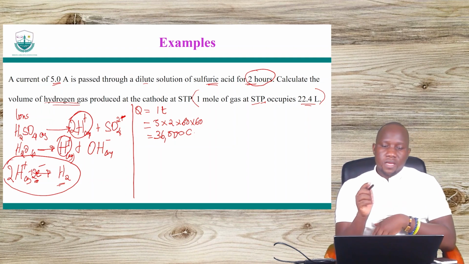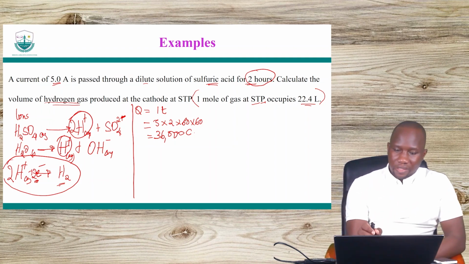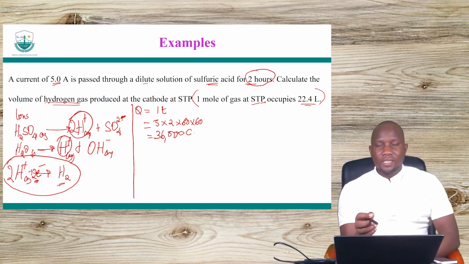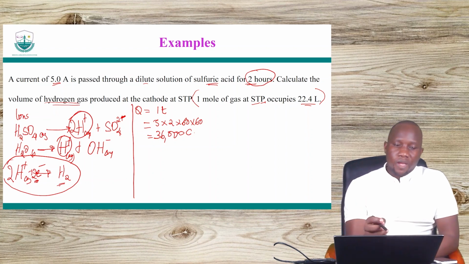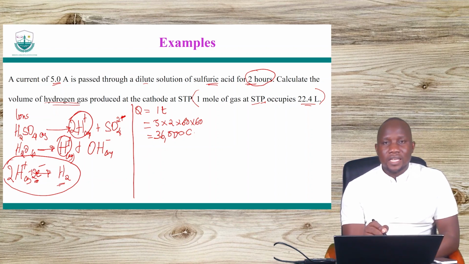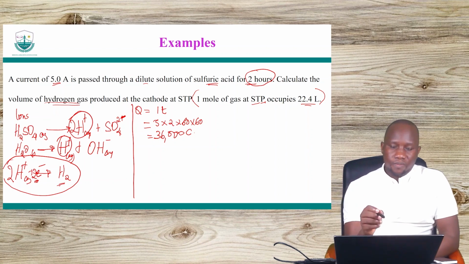36,000 coulombs. Now, how much hydrogen gas will this produce? That's what we are looking for. But from this statement, you need 2 moles of electrons, and each mole is 96,500 coulombs. So with 2 moles, you get 1 mole of hydrogen gas.